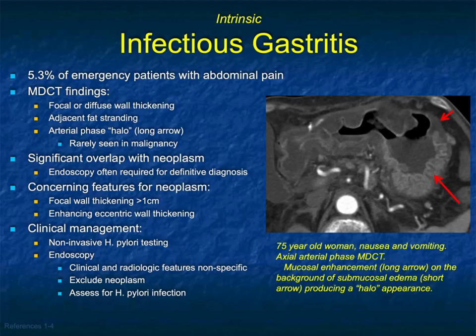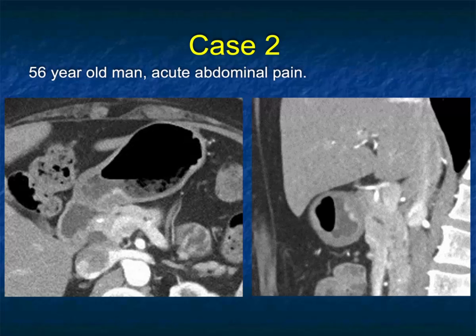In terms of clinical management, in this case, endoscopy is really the way to go to exclude neoplasm and try to be more specific as to the cause of gastritis. You'll be making sure the patient doesn't have underlying H. pylori infection. And in this case, it was simply infectious gastritis.